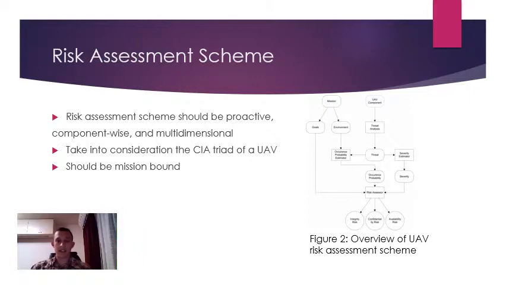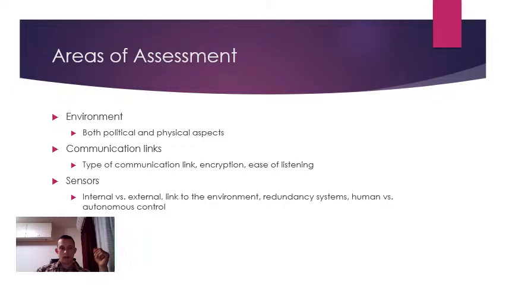Particularly, this is looking at the CIA triad of a UAV, so the confidentiality, integrity, and availability of that UAV. And it takes a look at that in reference to the systems of the UAV. It's multidimensional, meaning that things can be weighed differently depending on the risk associated with them in a given mission. The proactive risk assessment scheme takes into consideration various factors associated with UAVs. I'll go over a few of them now with you.